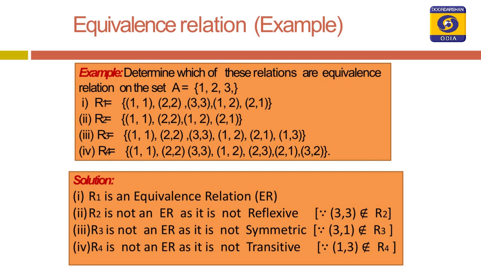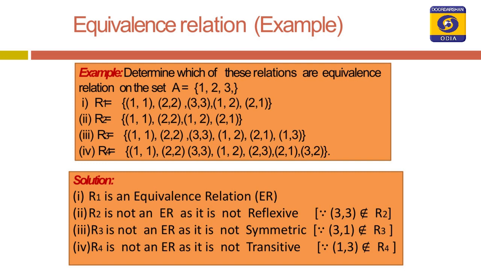So R1, the first relation, is reflexive, symmetric, and transitive. So this is an equivalence relation. Second relation R2, this is not reflexive because (1,1), (2,2) are present, but (3,3) is not present. So this is not reflexive, so this is not an equivalence relation.